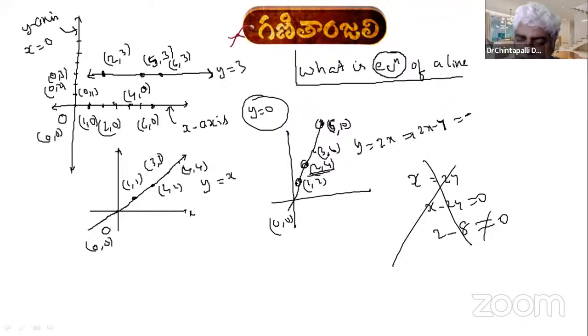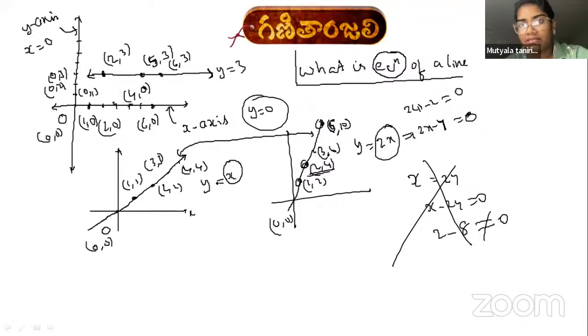For example, if we take (1, 2), plug it in: 2 minus 2 is equal to 0. So the equation of this line is y equals 2x. Can you see these two lines are passing through the origin? Yes, sir. These two lines are passing through the origin.